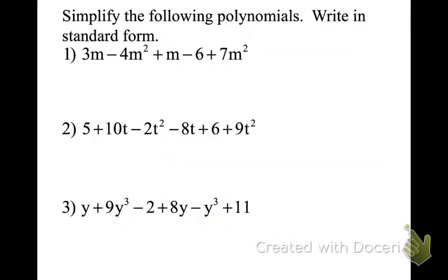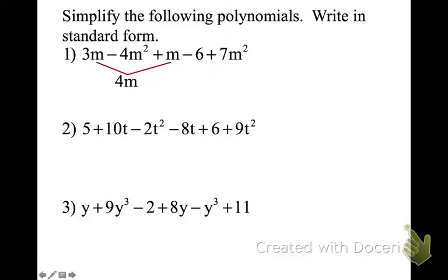Okay, let's try the next few. Simplify the following polynomial, write it in standard form. So let's go with the largest one. Well, I'll go with negative 4m squared and 7m squared. See, here's where they're doing it in 2 steps. I wouldn't have done this. I just go right to standard form.